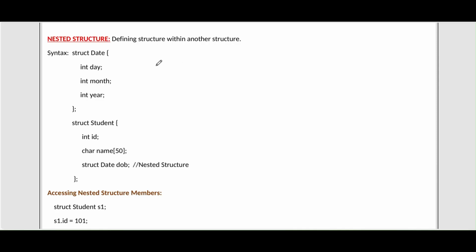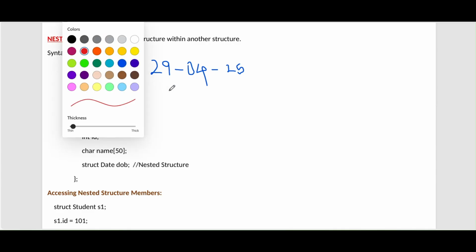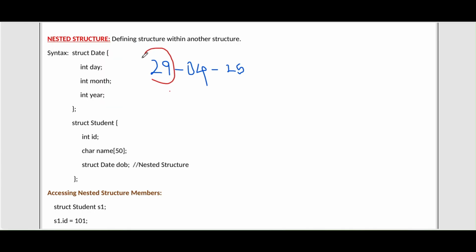Let's see that in date we will have something like, let me write something, yes, 29, 4, and 2025. Let me write it as 25 itself. So this is a date, right? Here we have three parts: one is day, one is month, and the other is year. So inside the date we have three parts.